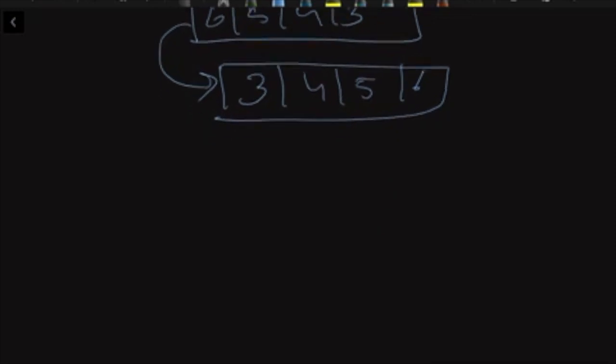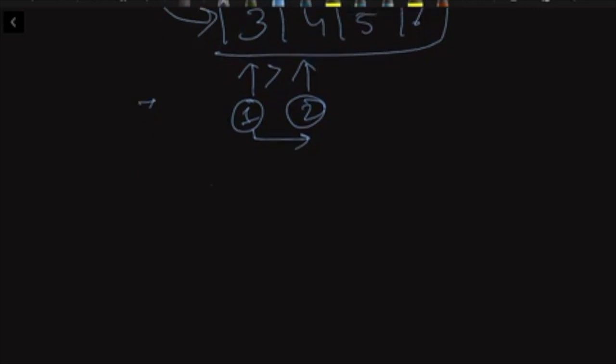So what does the insertion sort algorithm say? It says that if there are two elements, and the first element is greater than the second element, you need to just push the first element to the right. Let me show you how it looks.